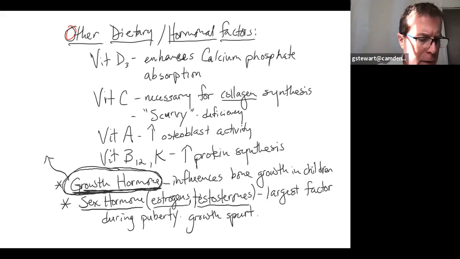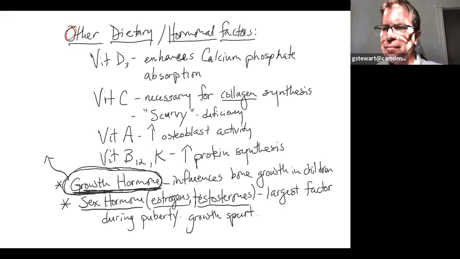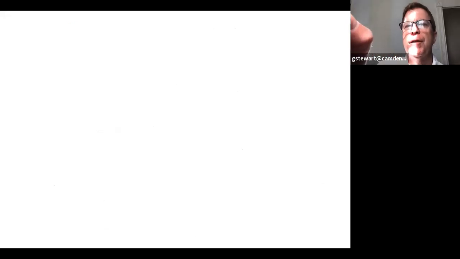All right, we're getting close to the end. I'm going to talk about stages of bone repair and then some diseases. Almost finished.